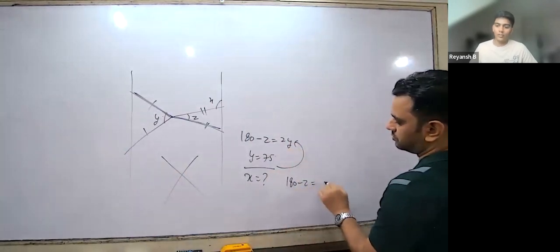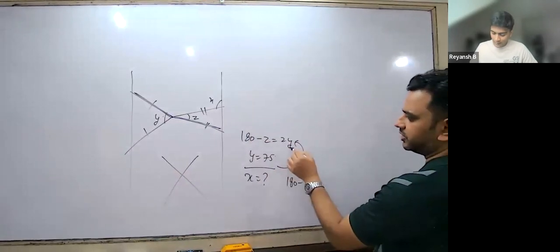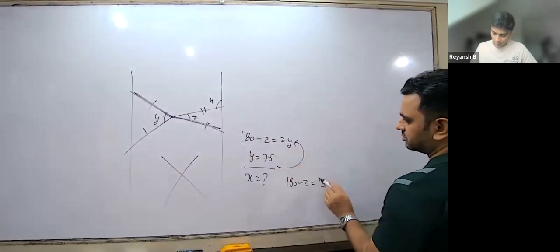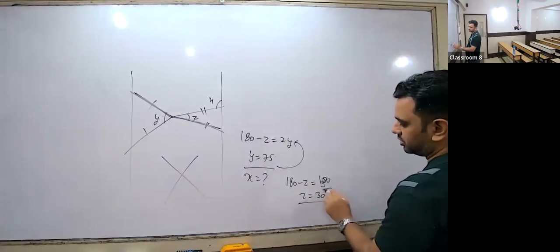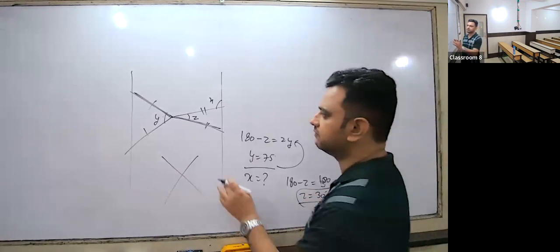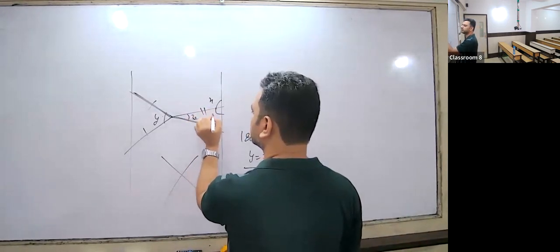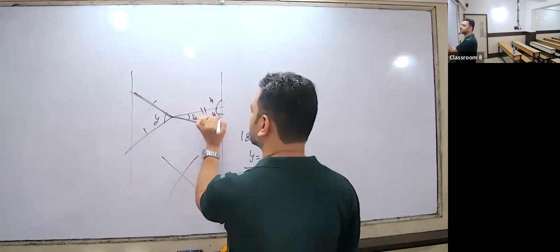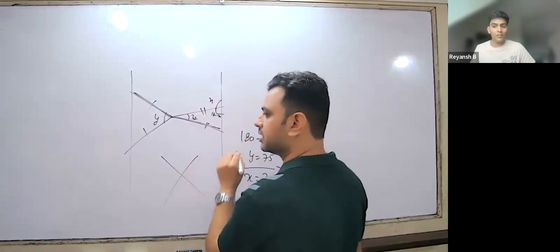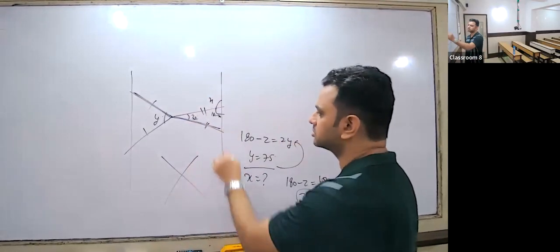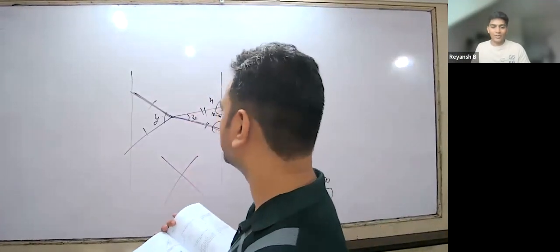I'm not sure. I got Z as 30. Oh, wait, just a second. I think I got it. Z is 30. Okay. So if this is 30 degrees and this is an isosceles triangle, so this will be 180 minus x, this is 90. Oh, I got 105. Correct. Got it? This is also 180. I didn't see those two lines.